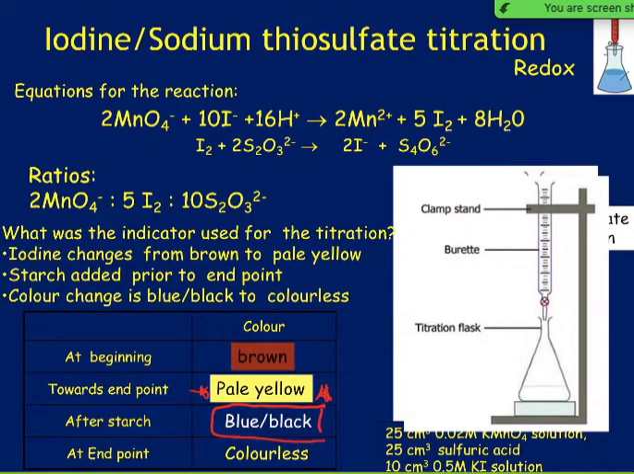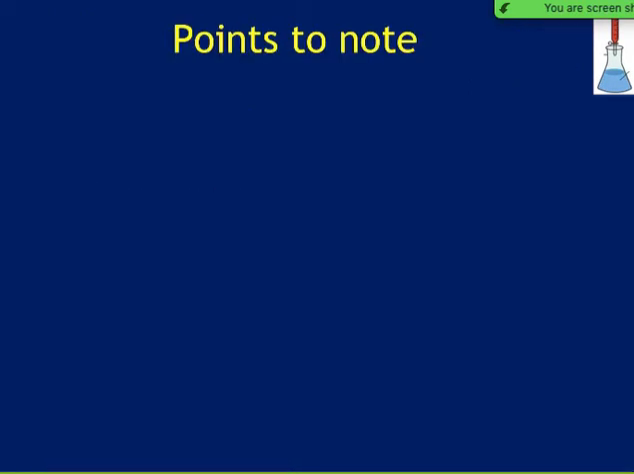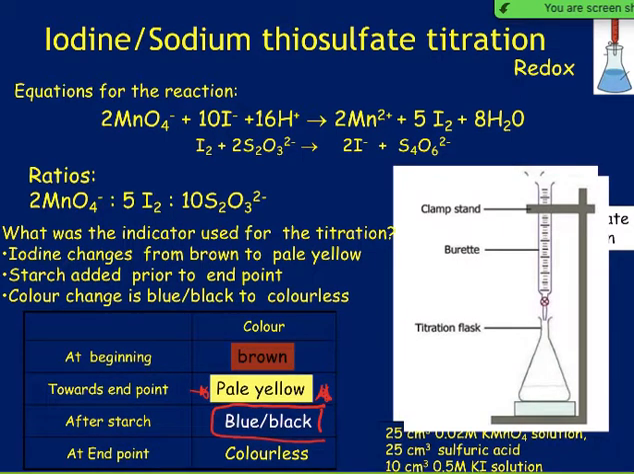So when the solution goes pale yellow, then you add the starch. You add the starch, and you don't add it before that. So are we okay with that part? There's lots of colour changes here, and obviously she will love to ask them. So brown to pale yellow, pale straw yellow it's called, to blue-black to colourless.